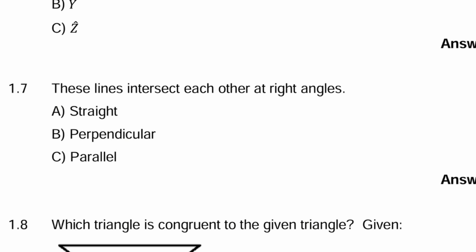Let's have a look at 1.7. These lines intersect each other at right angles. Lines that intersect each other at right angles are perpendicular lines. So for 1.7, the answer is B, perpendicular.